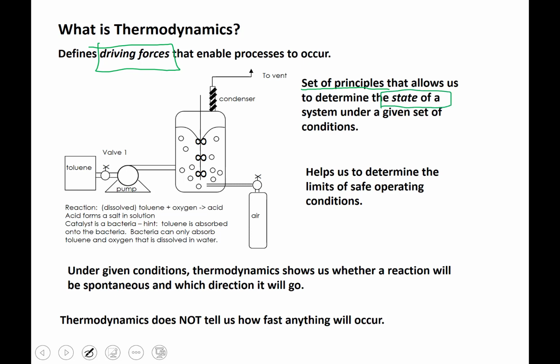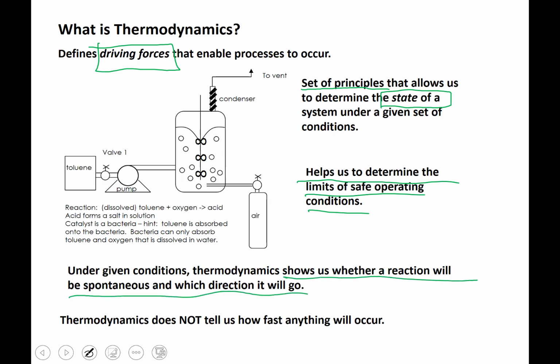What does the state mean? State means the temperature, the pressure, whether it's a liquid or solid. Those describe the state of the system. Thermodynamics also helps us determine the limits of safe operating conditions. So we need thermodynamics to be able to determine how safe a process is. We can also know whether a reaction will be spontaneous and which direction it will go.